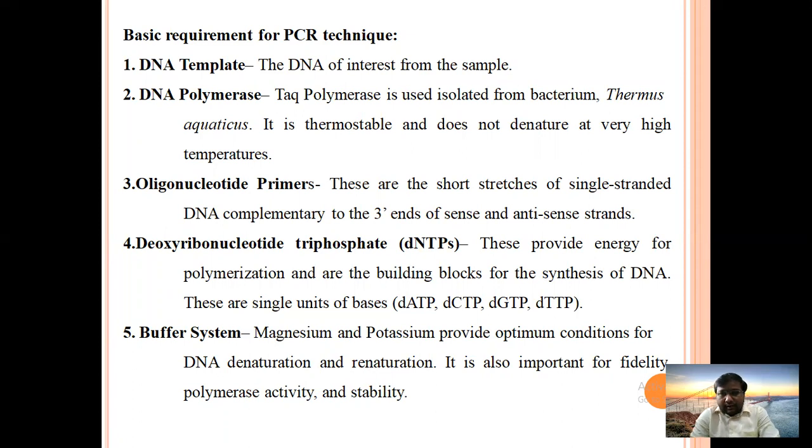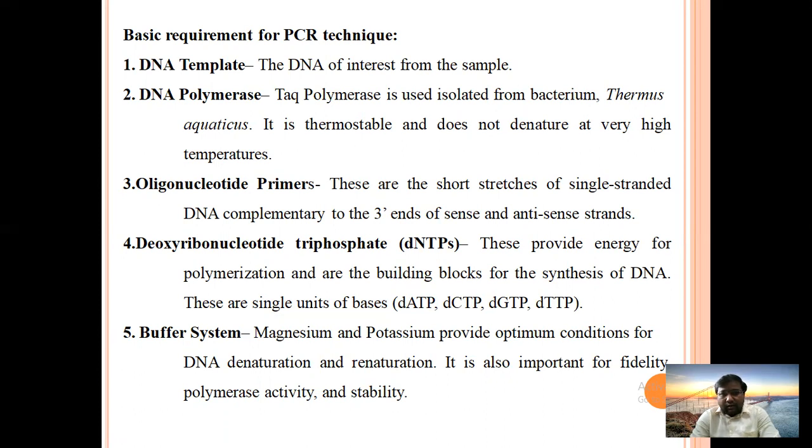Then the second one is DNA polymerase. We know that to synthesize a number of copies, it requires DNA polymerase enzymes. The DNA polymerase enzyme used in the PCR technique is Taq polymerase, which is isolated from a bacterium, Thermus aquaticus. It is thermostable and does not denature at very high temperature.